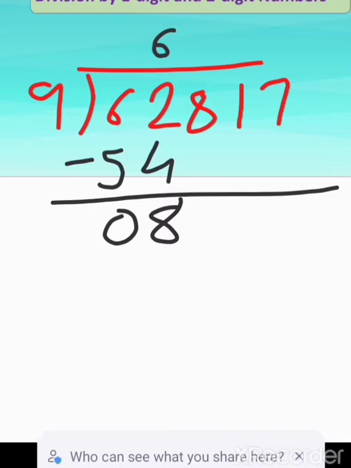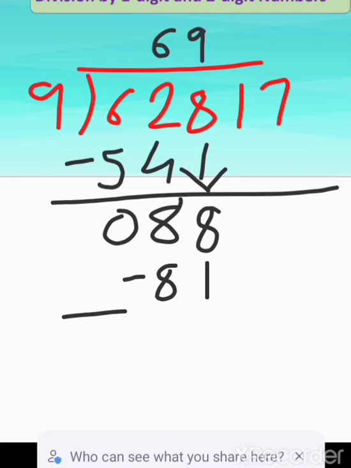Now I'll copy the next number from above, that is 8. So my number is 88 now. 9 9s are 81 and 9 10s are 90, again more than 88, so I'll go for 9s. 9 9s are 81. Do the subtraction. 8 minus 1 will be 7. 8 minus 8 will be 0.